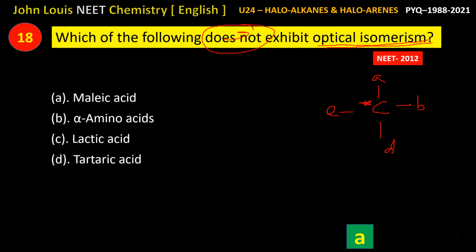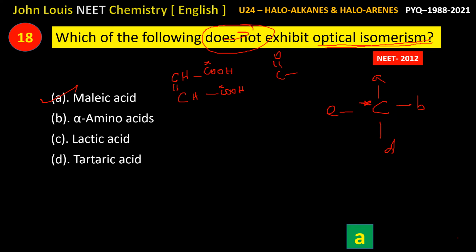First of all, what is the formula of malic acid? CH double bond CH, COOH and COOH. Here there is no chiral carbon, there is a double bond here. Therefore this carbon is not bonded to 4 different groups, so it cannot be a chiral carbon. And in COOH, C double bond O, so this also cannot be a chiral carbon, because they cannot be bonded to 4 different groups when a double bond arises. Therefore malic acid does not have a chiral carbon, so it does not exhibit optical isomerism.